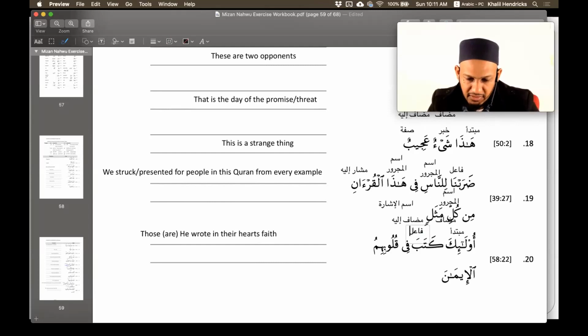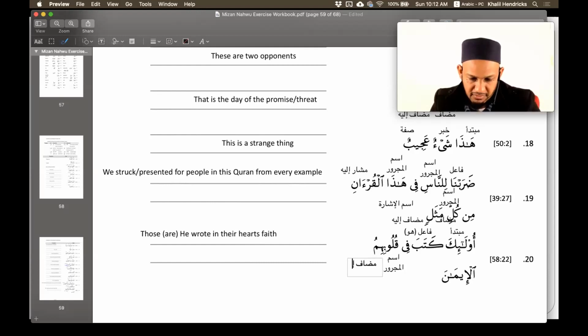The fa'il is the huwa inside there. Perfect. What's the fi? Harful jar. Good. And the qulubihim? Qulub is ismul majroor, but I think it's also a mudaf ilay. Yeah, and the him would be a mudafun ilay. Perfect. Because every damir attached to an ism is mudafun ilay. How about the iman?